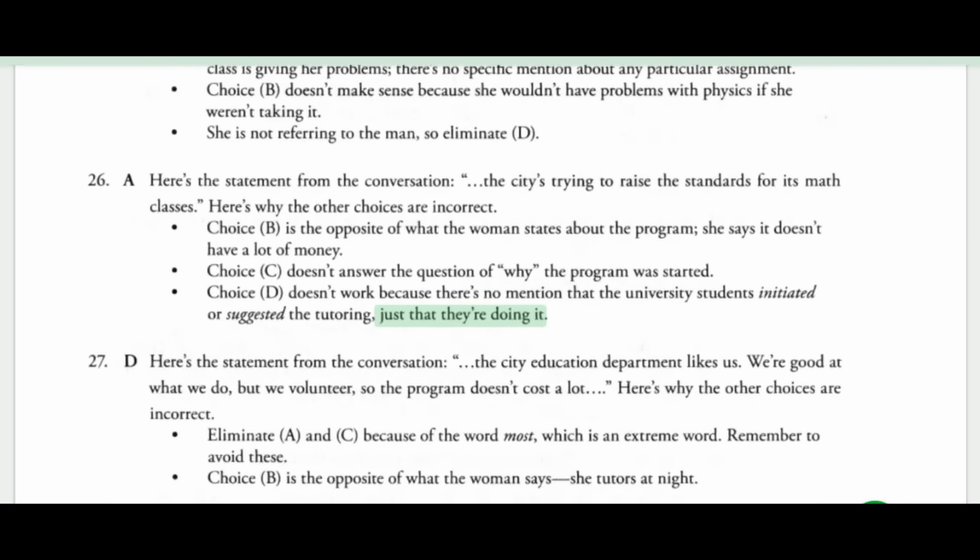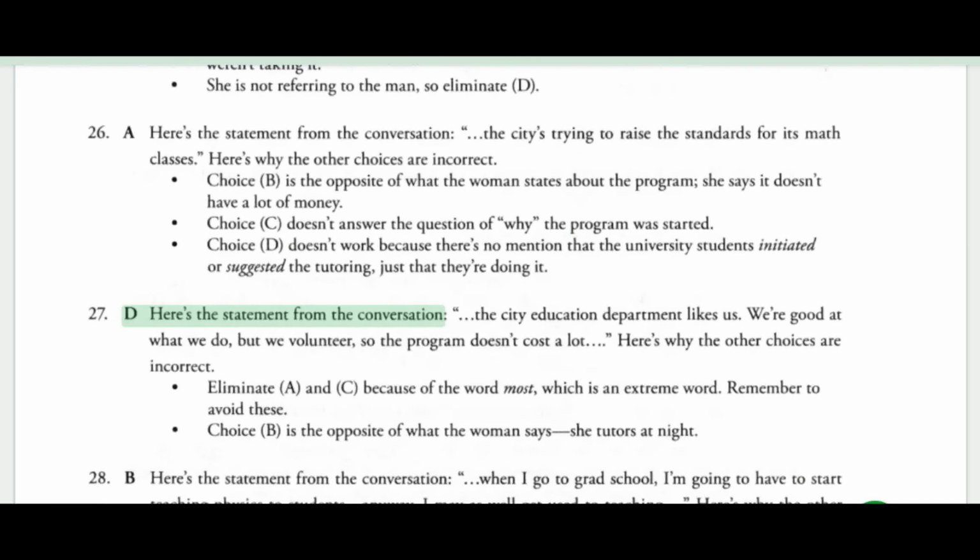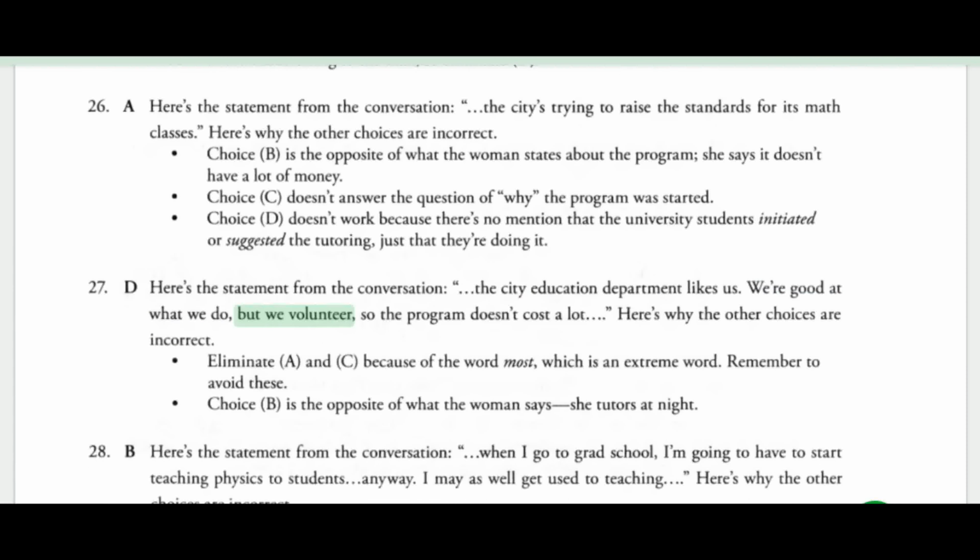27. D. Here's the statement from the conversation. The city education department likes us. We're good at what we do, but we volunteer, so the program doesn't cost a lot.